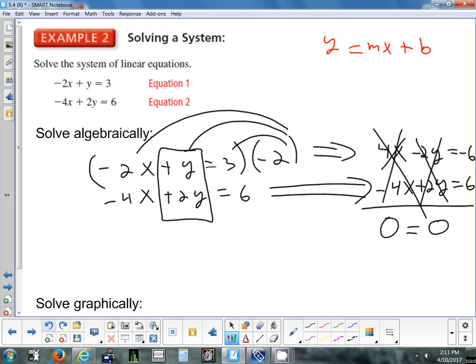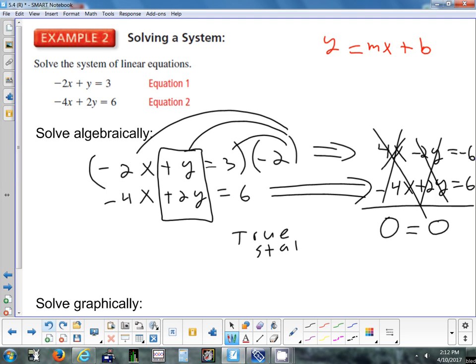Are all my letters gone? Okay, what did I say when all your letters are gone? Do you have to keep doing more work? No. Letters are gone, you stop. You've got to look at your answer. What kind of statement is that? Look at it carefully. 0 equals 0. False statement? 0 does not equal 0? Oh, no, it does. It's a true statement. This is true.